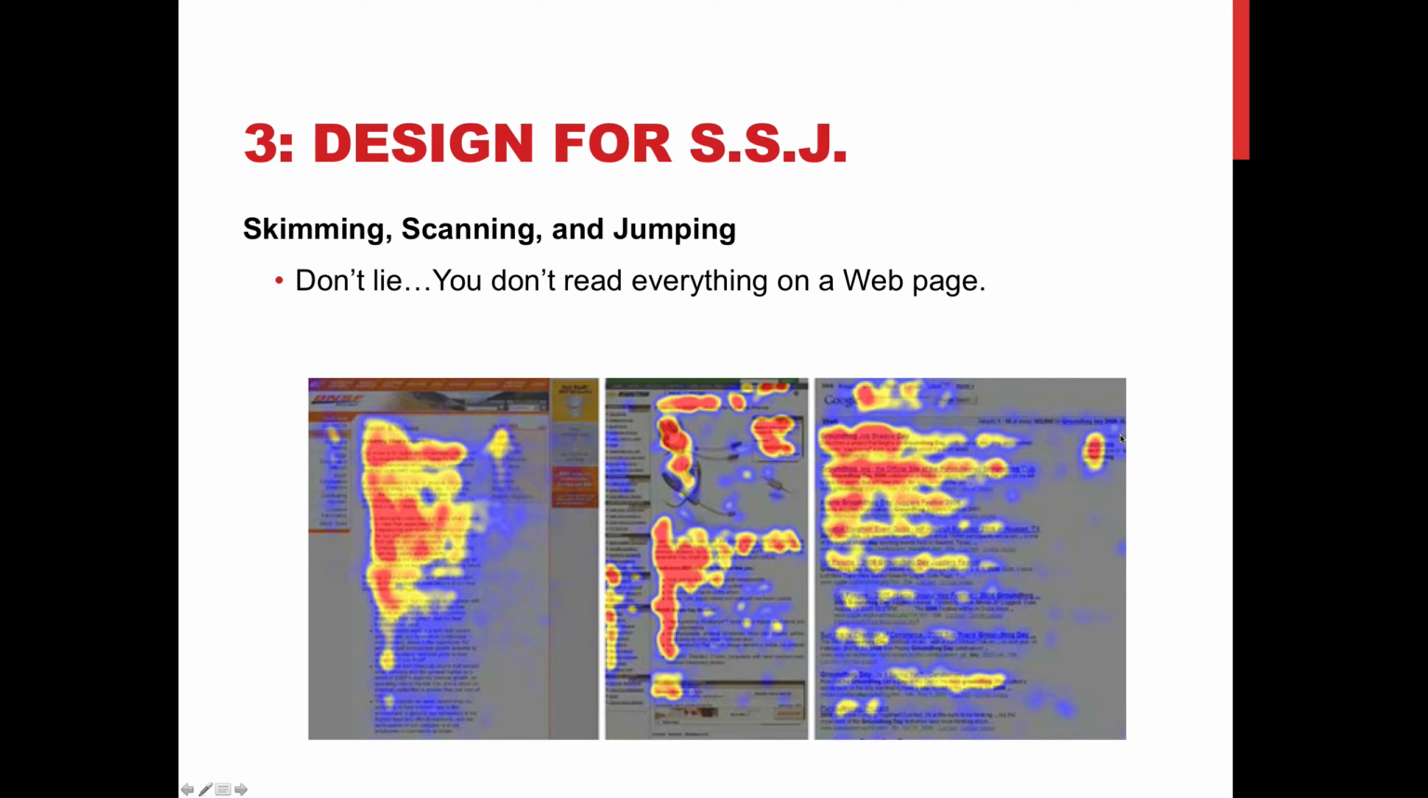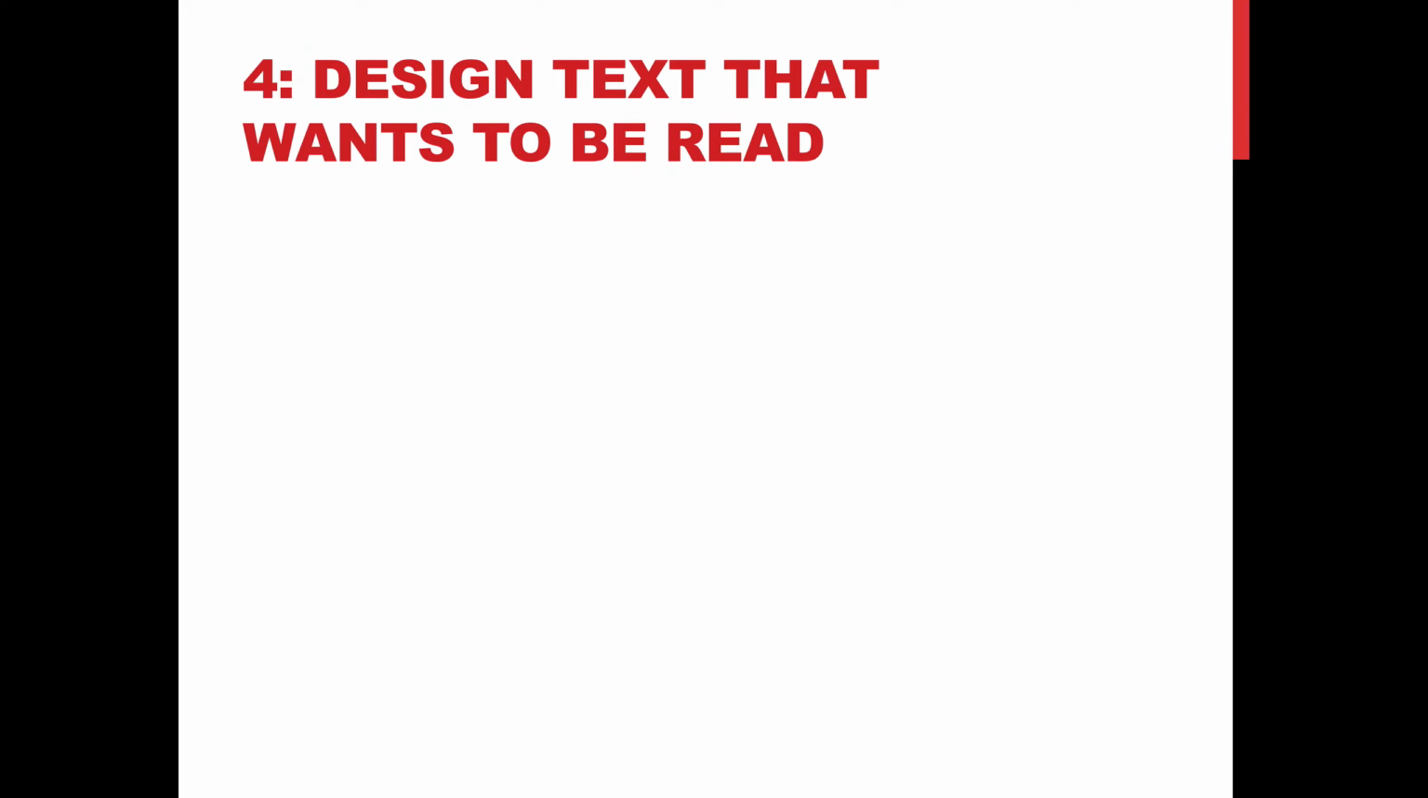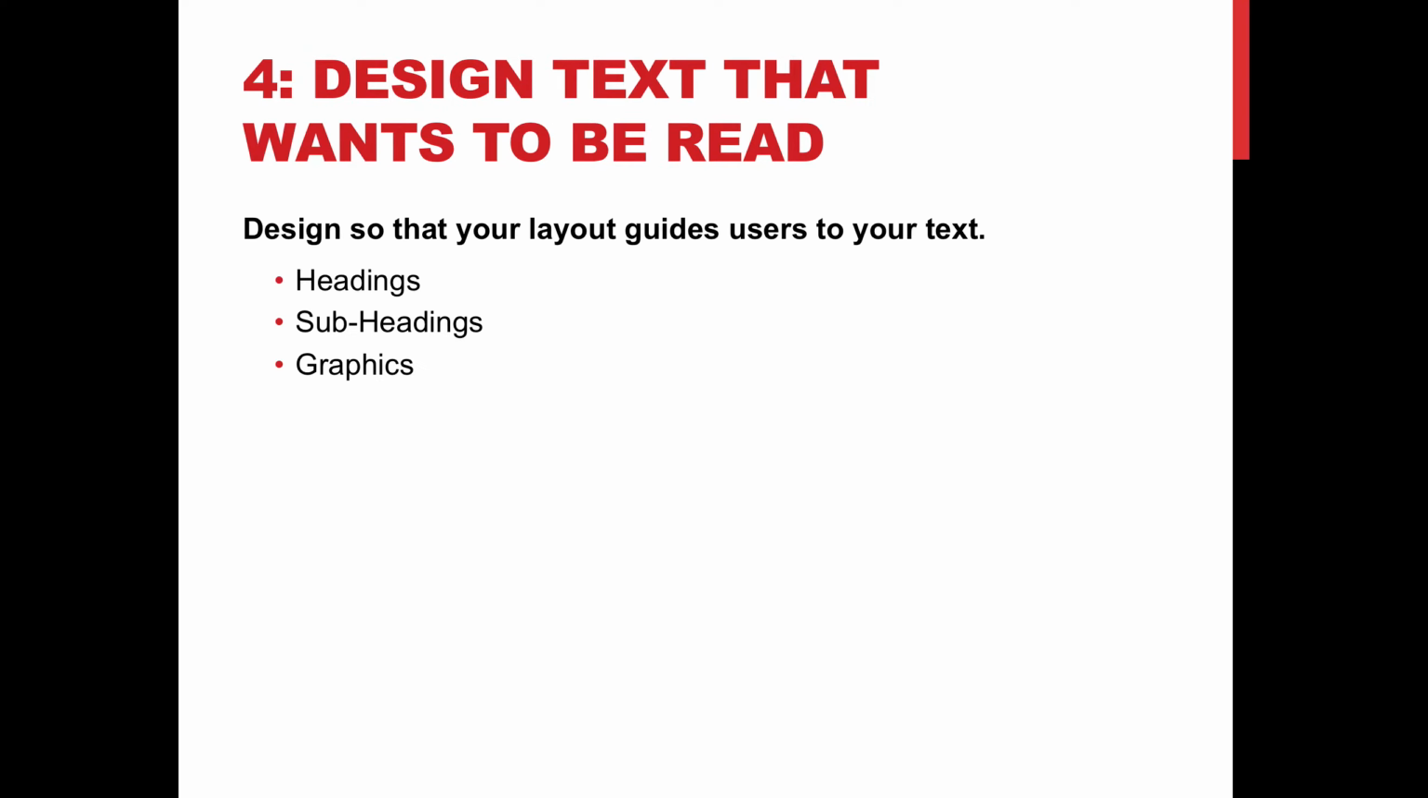And so you need to put your really important information, the paths by which users are going to find the most important information, you need to put that at the top left if possible. You need to make it big, and you need to make it really obvious. Okay, design text that wants to be read. Your layout is going to guide your users to your text, and that means that really tip 3 and tip 4 here are intimately connected. So headings and subheadings and graphics help guide your user.